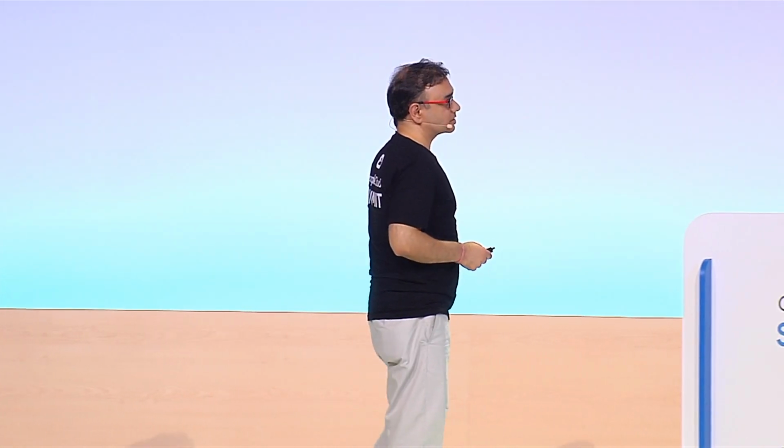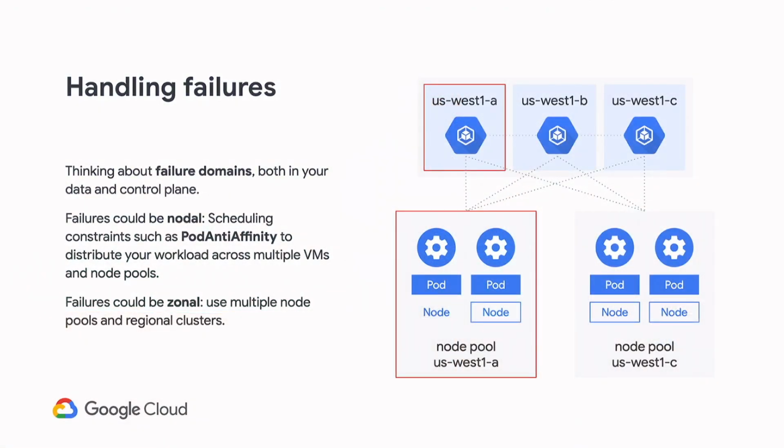From a control plane standpoint, in fact, even from another data plane protection, is to spread your nodes and to spread your GKE cluster across zones, which means even if a zone were to become unavailable within GCP, your nodes will still keep on functioning in another zone.